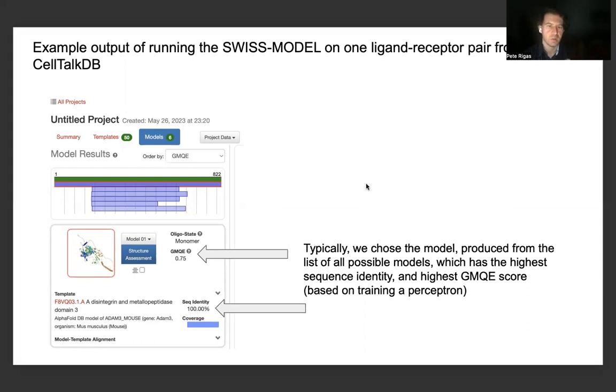So what we generally look for is a high perceptron score as well as a high sequence identity. And this will indicate to us that the Swiss model was able to generate a reliable three-dimensional structure of the compound that we would like to further characterize the binding affinity of with AutoDock Vina. So this is just demonstrating that if we have a high GMQE score as well as 100% sequence identity, it's probably best to just go with that model because it will incorporate all sections of the amino acid sequence that we fed into the Swiss model from the UniProt website.